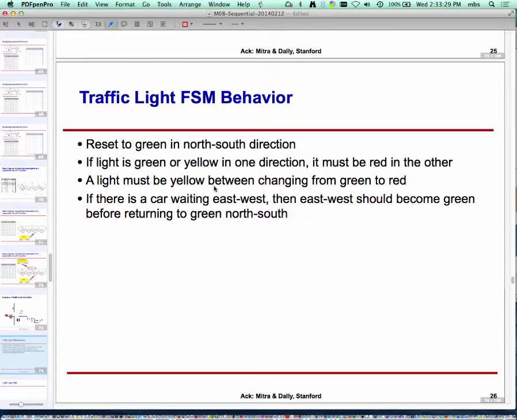Light must be yellow between changing from green to red. This is how we normally expect it. So from green, you go to yellow, then you go to red, then from red you can go back to green.